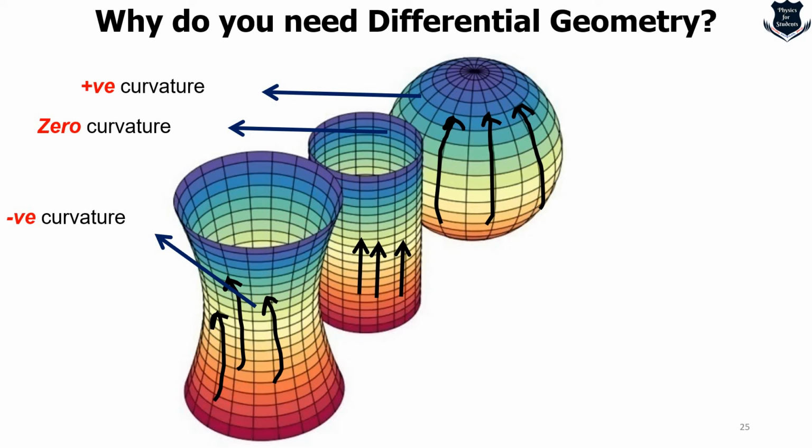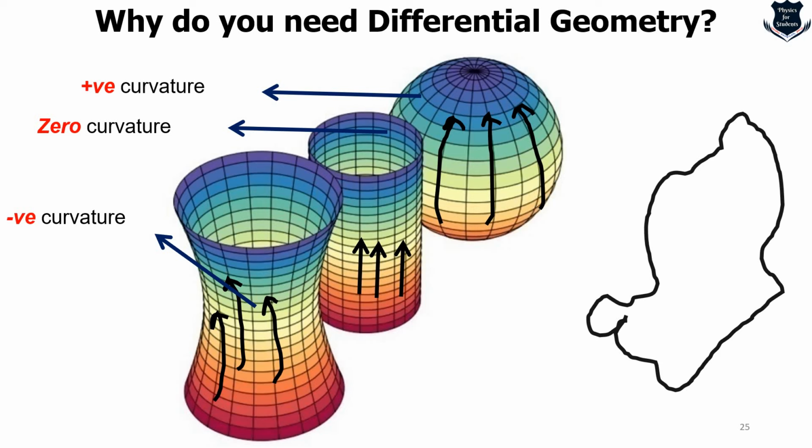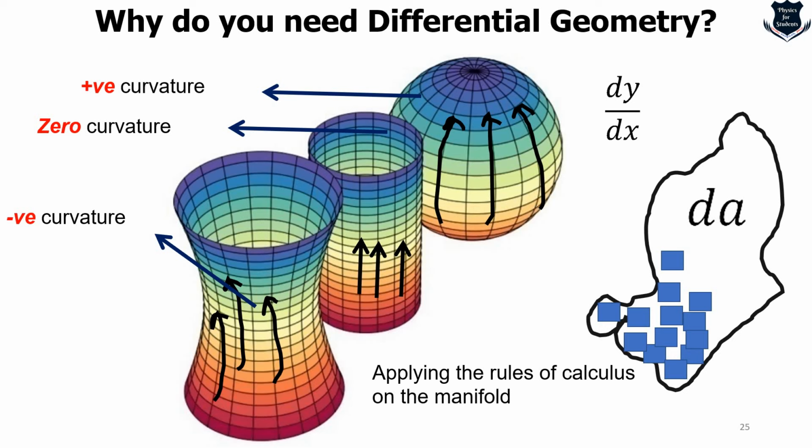Now all these curvatures are great. We are using calculus, but why are we using calculus? If I again zoom, or extract a part of this curved surface and apply the rules of calculus, that means I'm dividing and dividing into very small pieces, isn't it? That is the basic intuition of calculus. So we get a dA, for example, the differential area, and we can use dy by dx.